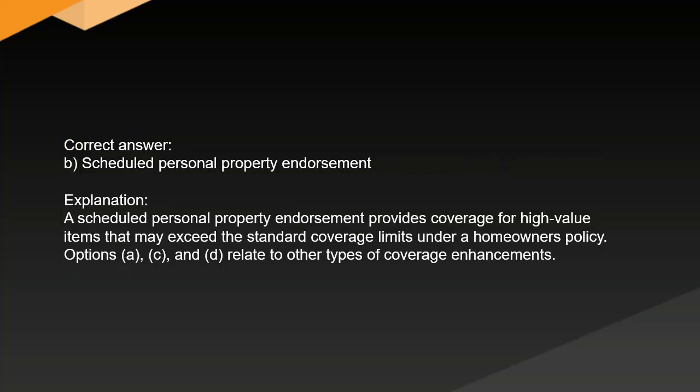Correct answer. B. Scheduled personal property endorsement. Explanation. A scheduled personal property endorsement provides coverage for high-value items that may exceed the standard coverage limits under a homeowner's policy. Options A, C, and D relate to other types of coverage enhancements.